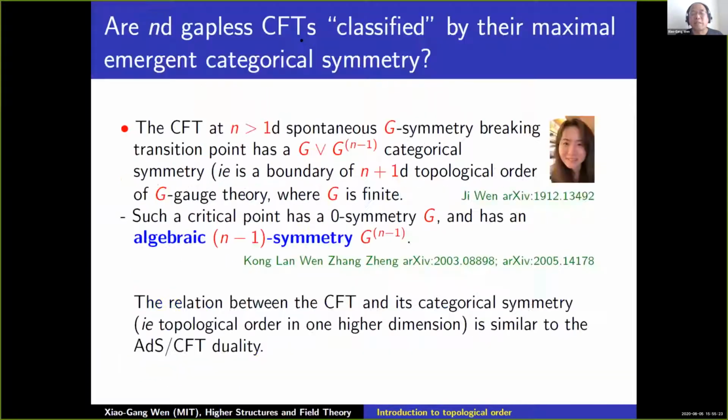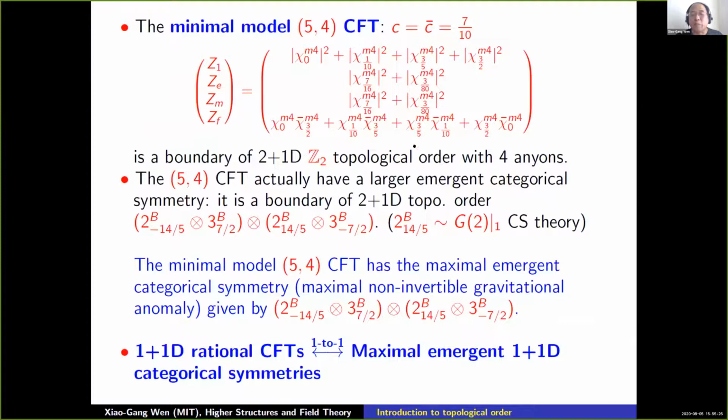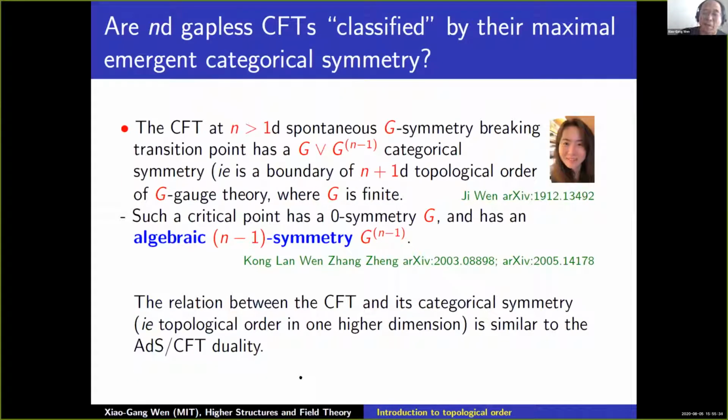And this way you get a maximum categorical symmetry. And so this idea may work in higher dimension. We don't know, this is really quite a jump, whether in higher dimensional CFT, one can also define the maximum emergent categorical symmetry. Okay, so here, let's just consider an example. Let's consider a higher dimensional theory, like a 2-dimensional or 3-dimensional lattice model with a G symmetry. G is a finite group.